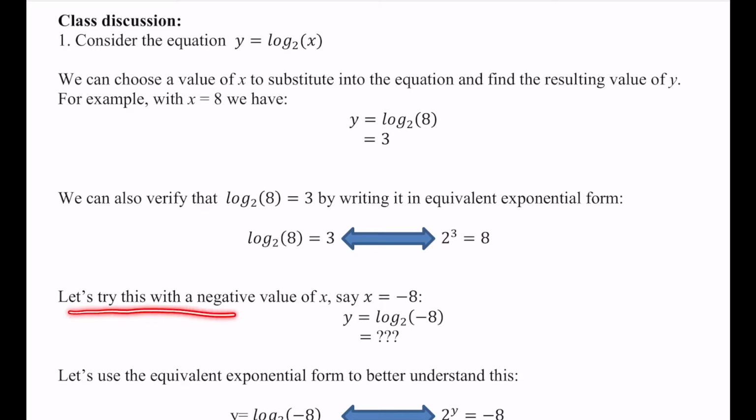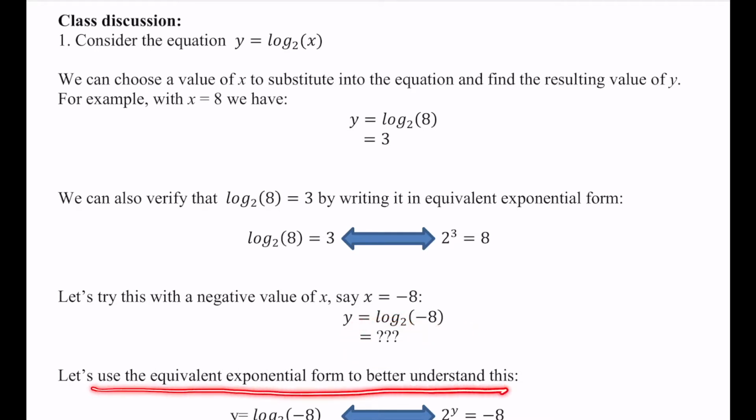Now let's try this with a negative value of x. Say x equals negative 8. Then y equals log base 2 of negative 8, which equals, let's figure this out. We can use the equivalent exponential form to better understand this. Y equals log base 2 of negative 8 is equivalent to 2 to the y equals negative 8.